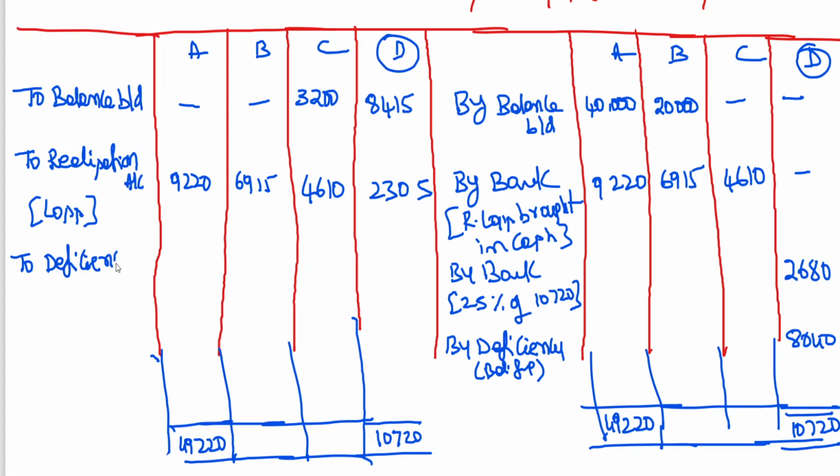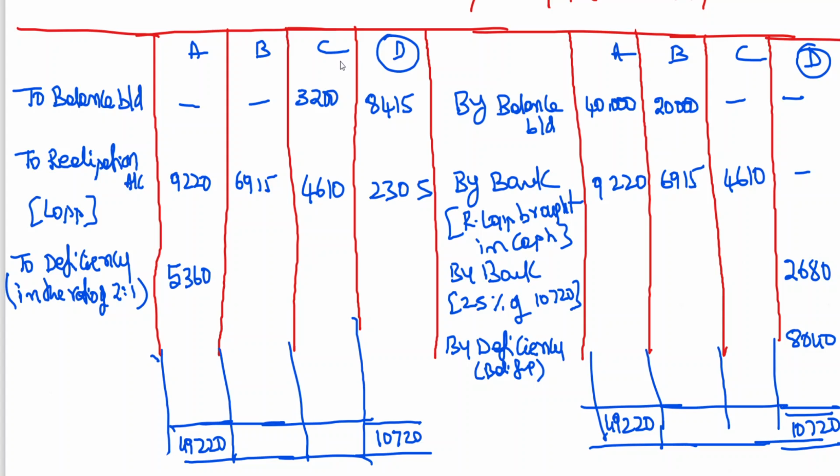The deficiency, in which ratio did I tell you? 2:1. Deficiency account in the ratio of 2:1. So that is 8,040, into 2 by 3. It is coming to 5,360.